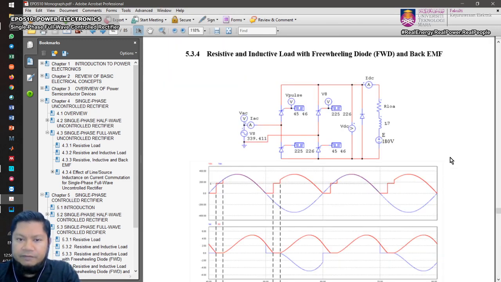Okay, so now we're going to have a resistive and inductive load with freewheeling diode as well as the back EMF in the circuit. Okay, so first we look into the output current. When you want to describe this circuit operation, look into the output current. So if you refer to the output current, it becomes discontinuous because of that back EMF.